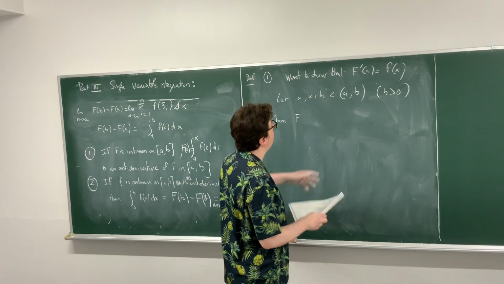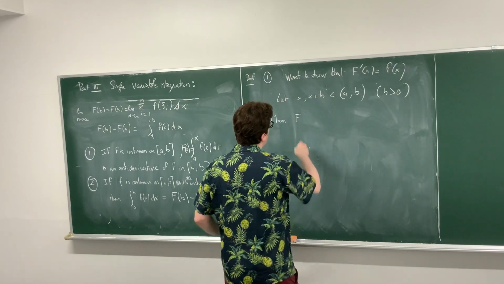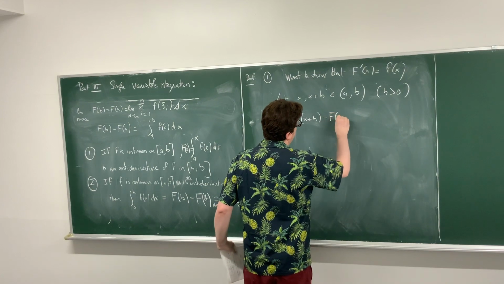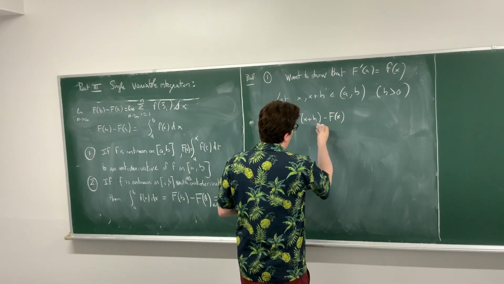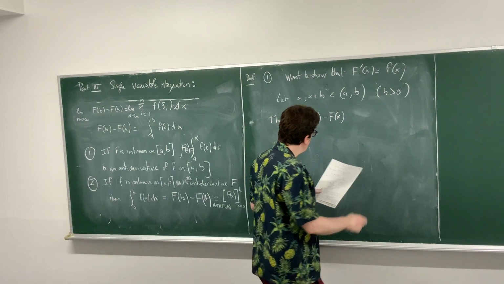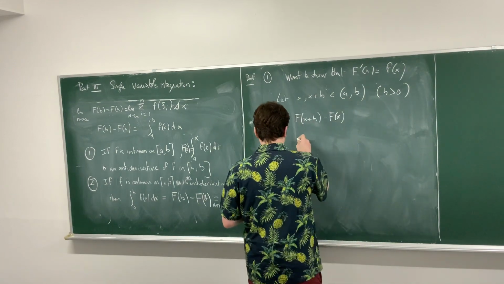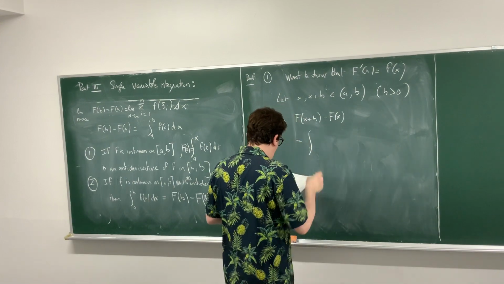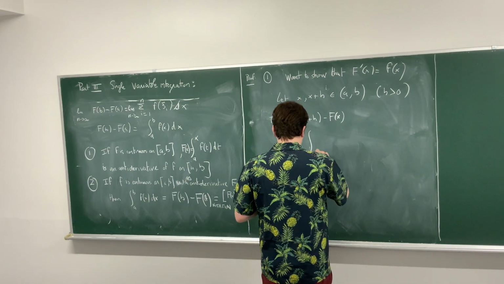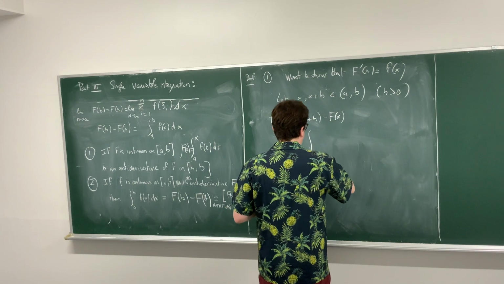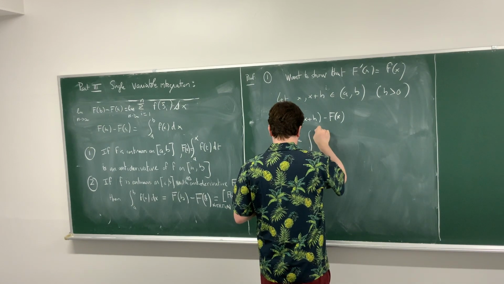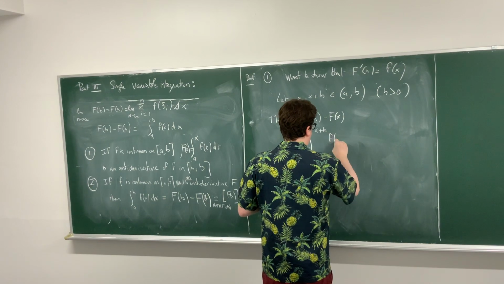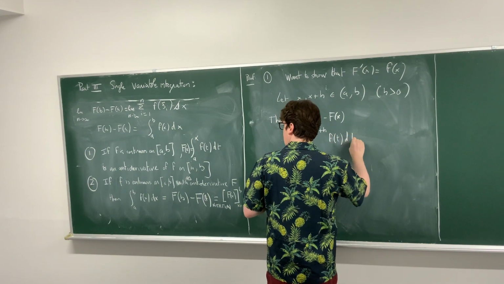So I want to calculate the derivative. So what is a derivative? Well, I need to calculate basically this value and divide later by h. So first of all, let's try this. So this one will be the integral between a and x plus h of f of t dt.